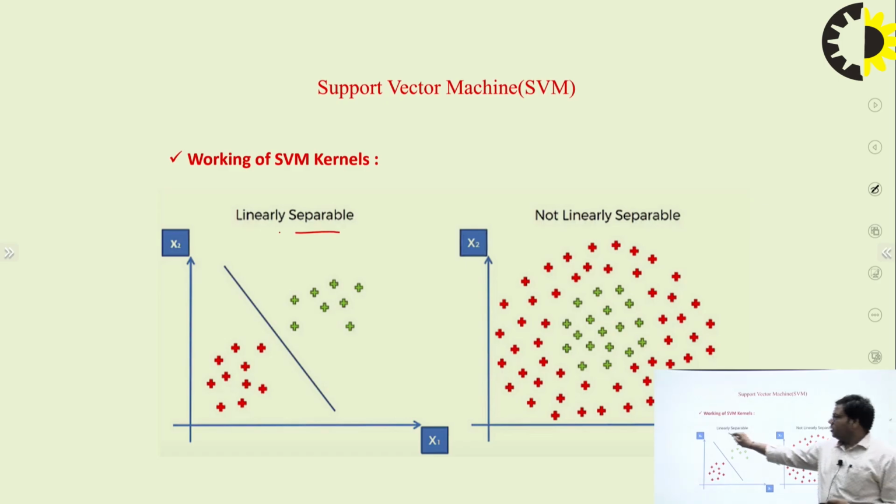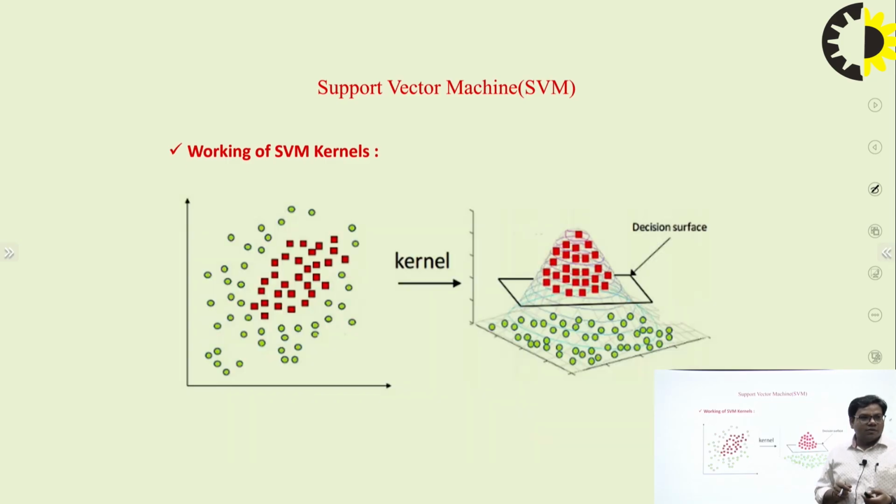This is linearly separable data, so we can apply a simple linear kernel. But if we have non-linearity in our data set and data points, then we will have to apply a non-linear kernel. That could be RBF, Gaussian, sigmoid, or any customized kernel. So we can see another example. We can understand the operation of the kernel in the SVM machine using this example.